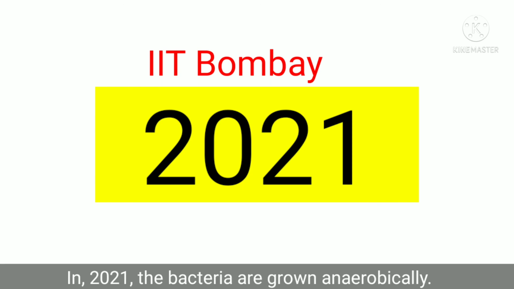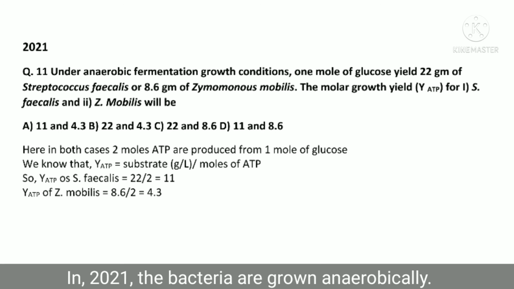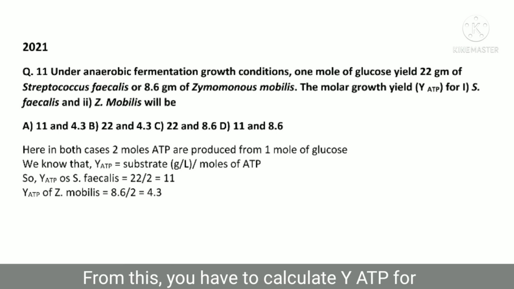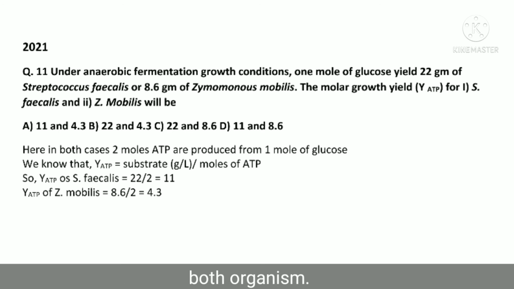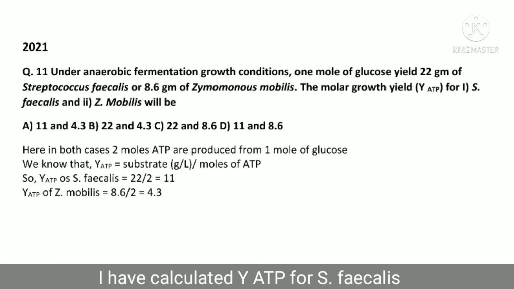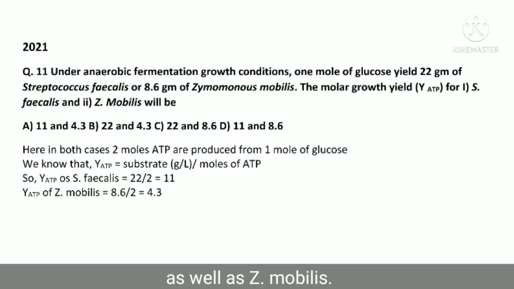In 2021, the bacteria are grown anaerobically and the substrate is glucose, and from this you have to calculate YATP for both organisms. So YATP can be calculated using this equation. I have calculated YATP for Streptococcus faecalis as well as Zymomonas mobilis.